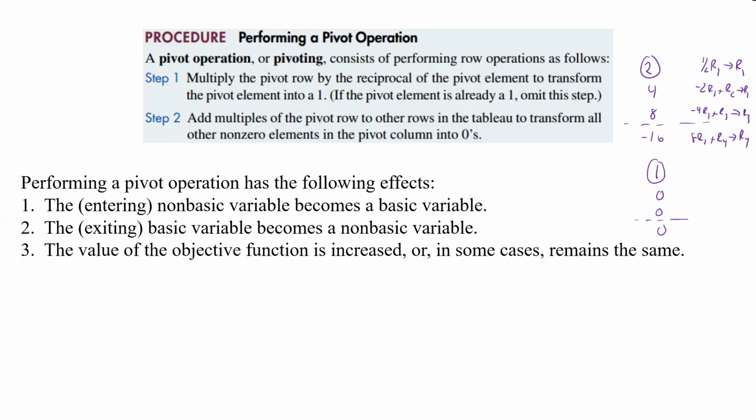Now, performing this pivot operation has the following effect. The entering non-basic variable becomes a basic variable. So if this was, again, x2, then down here, the row is now x2. The exiting basic variable becomes a non-basic variable, because once you get over here, maybe that was an S1, you're going to have numbers besides zeros in that column. So that's going to be kind of a key. And the value of the objective function is going to be increased, or in some cases remain the same. That's going to change too, depending on the values down here. And on the very right side, we're going to have different numbers over here. Okay, so that's some of the information here.